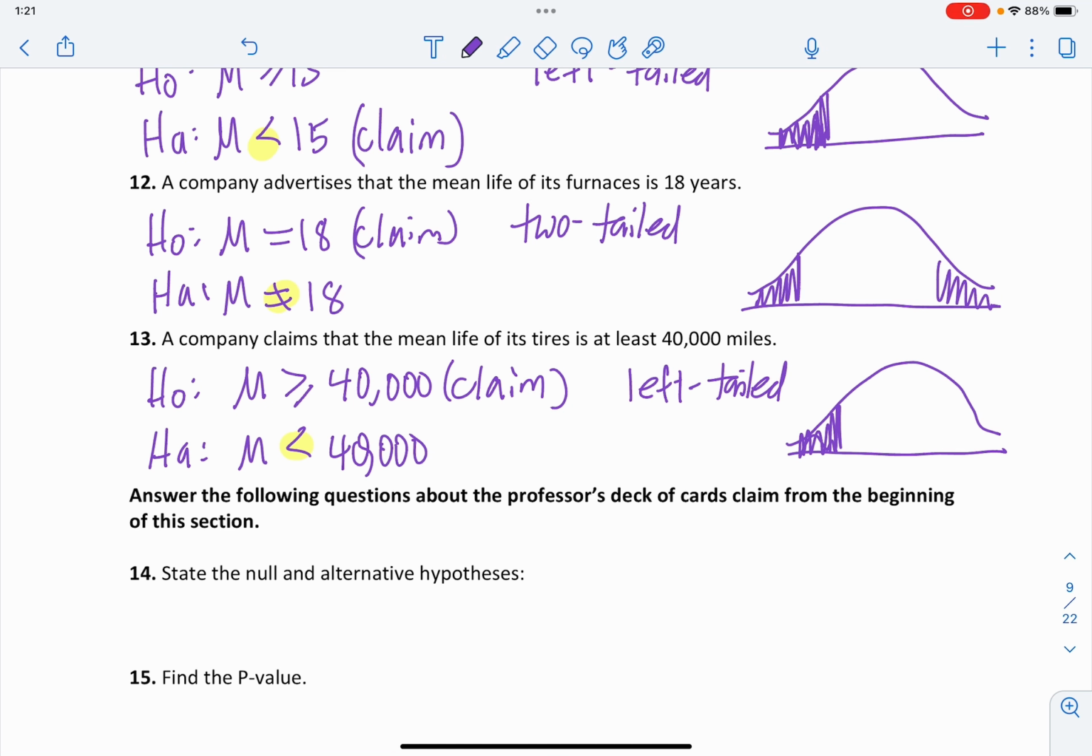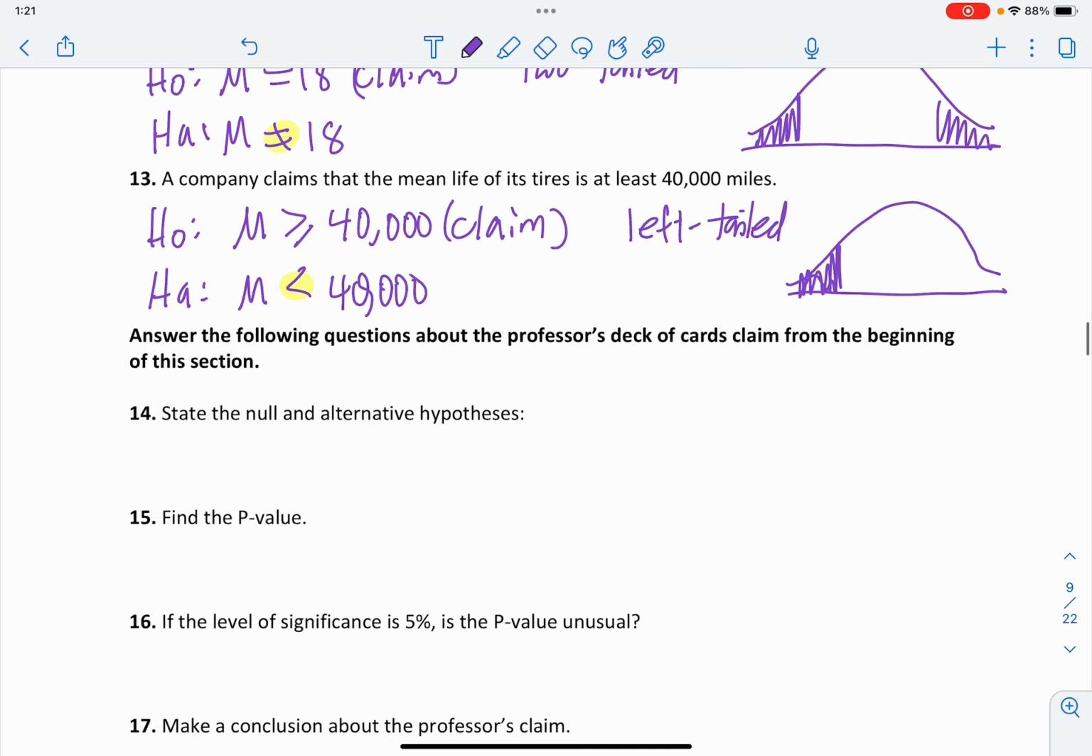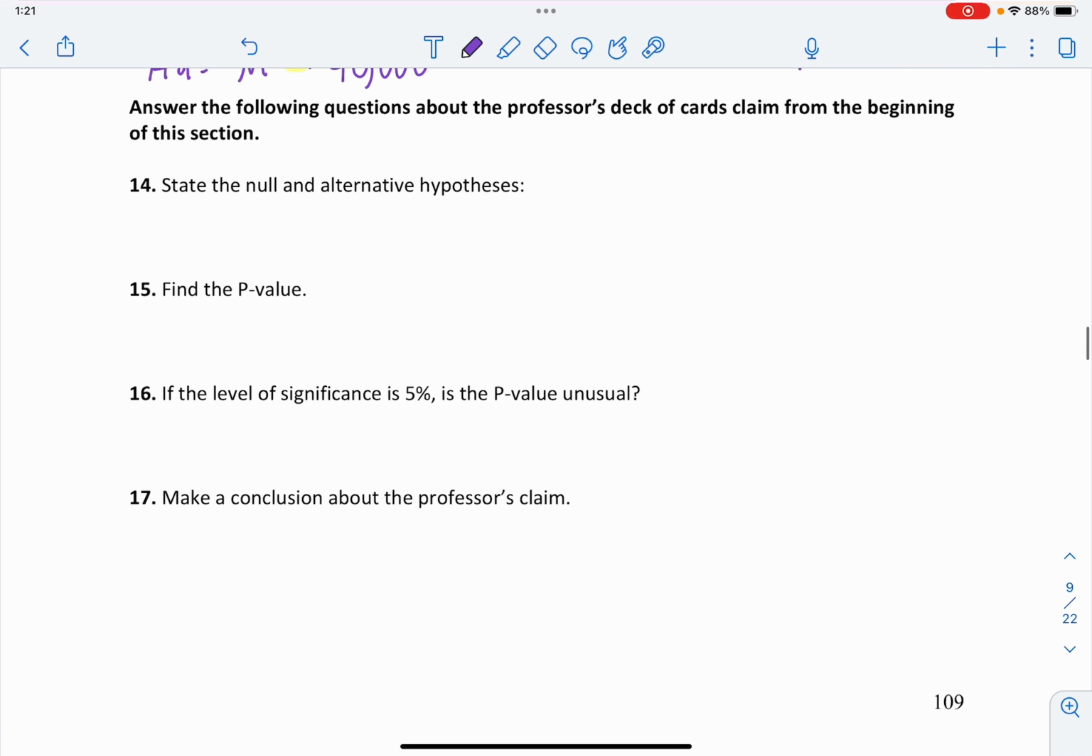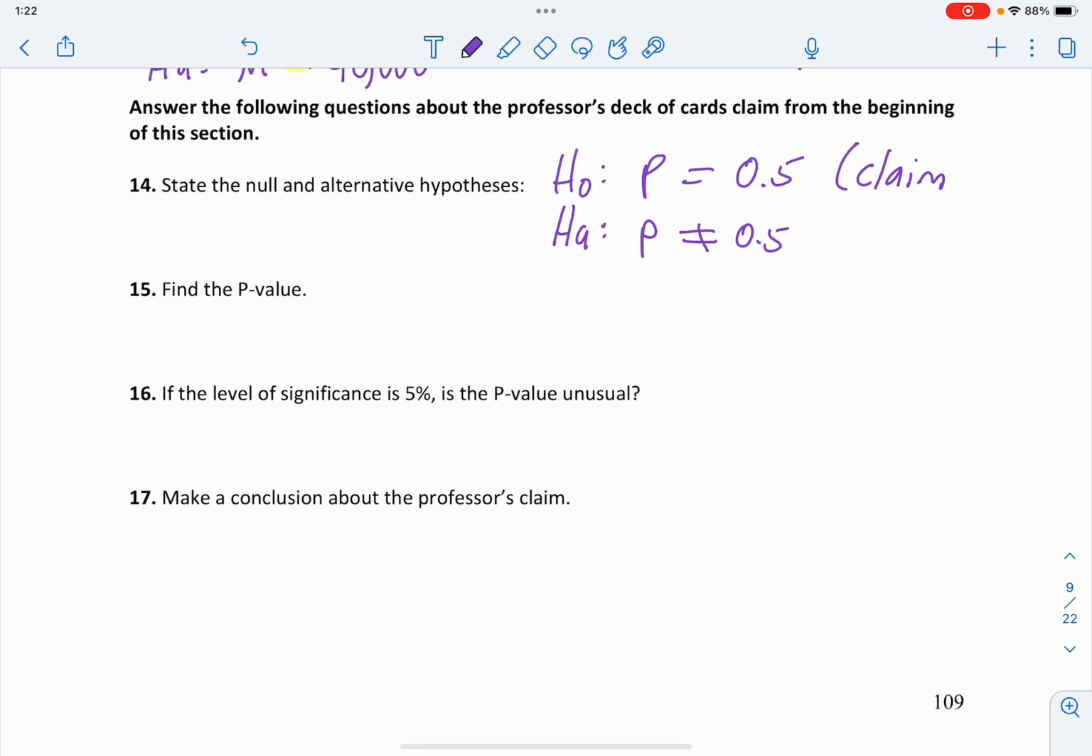Now we have all of the pieces for a hypothesis test, and so in the next section we'll get to running the whole thing. But to put it all together, let's look back at that professor's deck of cards claim. Right? So let's state the null and alternative hypotheses. So we already did that in a previous problem. The claim was 0.5. HA would be not 0.5. Here the claim is the HO.